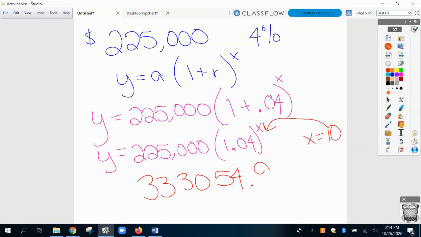And we get out 333,054. Again, it's money, so I'm going to go to the nearest cent. And that means our home is now worth $333,000. It went up over $100,000 in 10 years. And that's exactly actually what's happening here in Westfield, with home and property values going up.